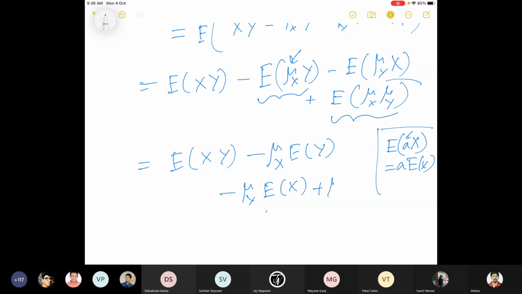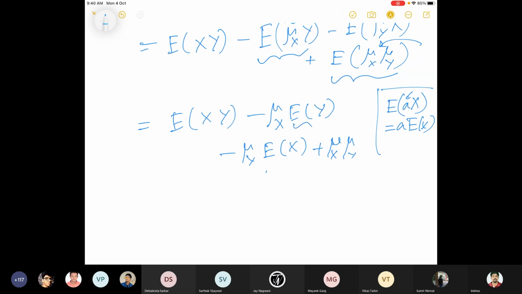What will be this last one? This is a scalar. Scalar means the random variable takes just a fixed constant value, so the mean will also be the fixed constant, mu X mu Y. But E of X is nothing but mu X, and E of Y is mu Y. So this one will get cancelled. So basically it is E of XY minus E of X times E of Y.